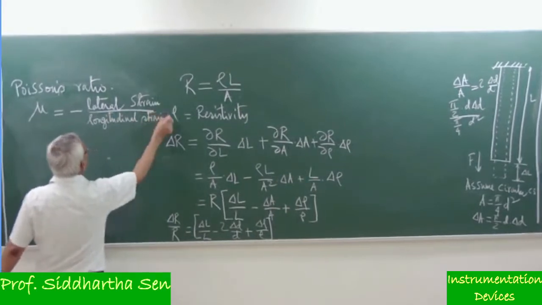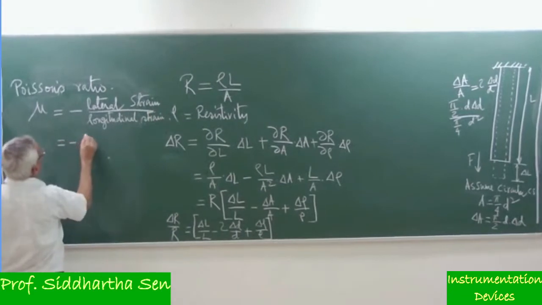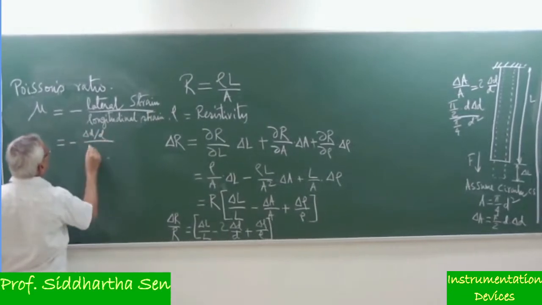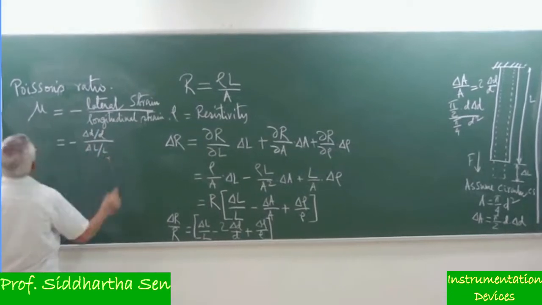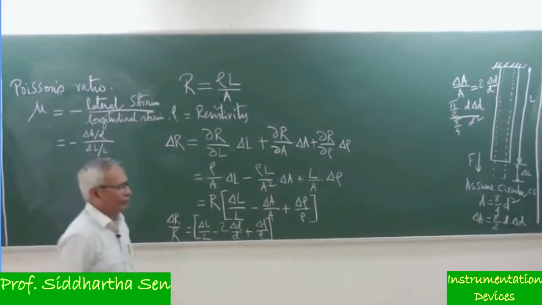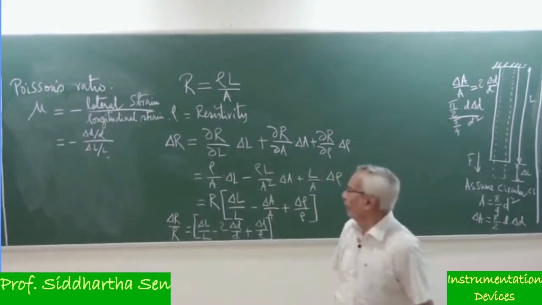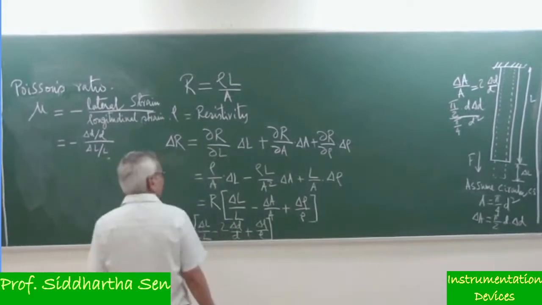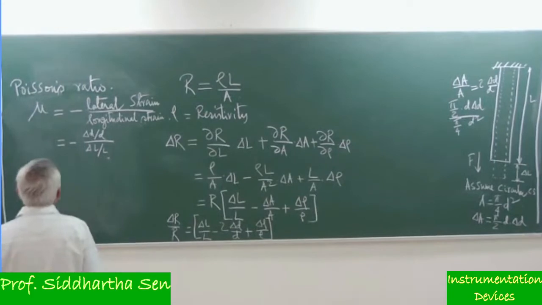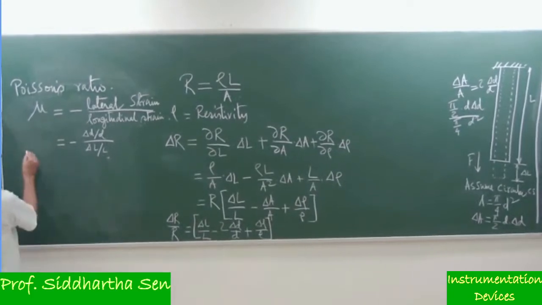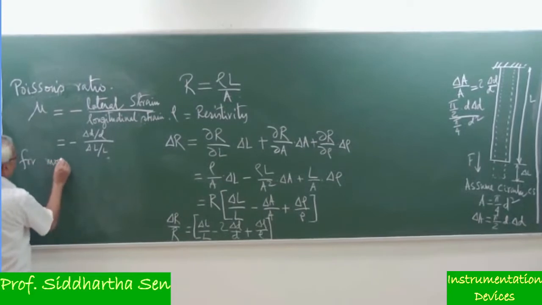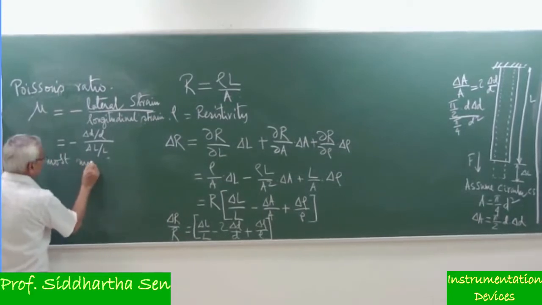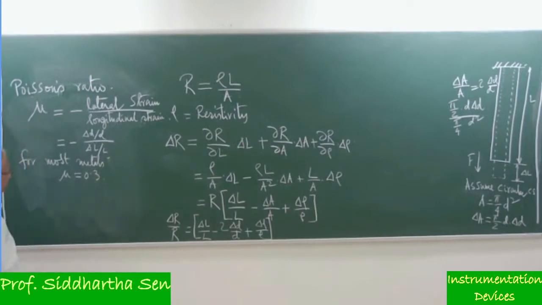So here we can say it is minus of delta D by D divided by delta L by L. So this is a property of the material of the wire, the resistive element we are using in this case, and this is constant for that one. And for most metals, we know that mu is equal to 0.3. We can take it as 0.3.